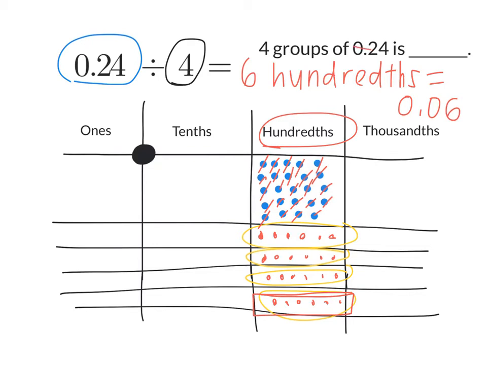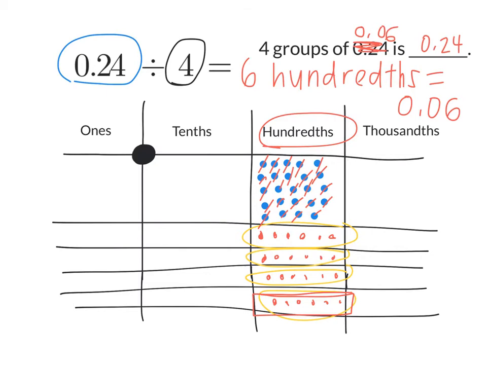It actually should be 4 groups of 6 hundredths is 24 hundredths. Do you see how I mixed it up? I swapped them around, right? Because would 4 groups of 24 hundredths be 6 hundredths? No.